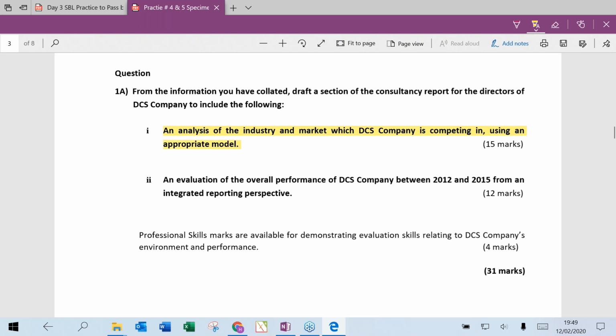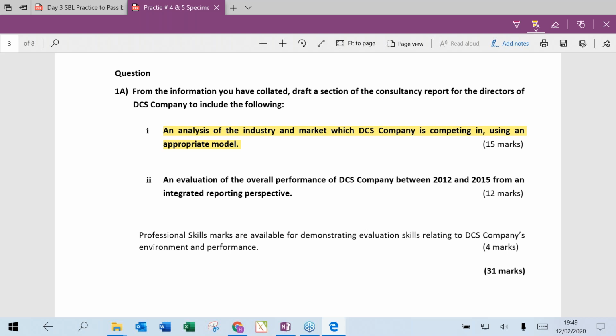So can you guys tell me which model we can use to analyze the industry environment? Ali Merchant is saying PESTEL and Porter's 5 forces. Ahmad is saying PESTEL and Porter's 5 forces. My God, incorrect, incorrect. Why are you saying PESTEL? Whoever is saying PESTEL is wrong.